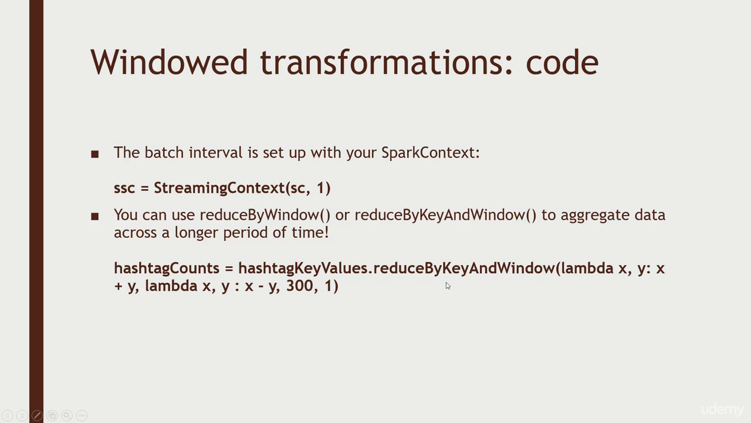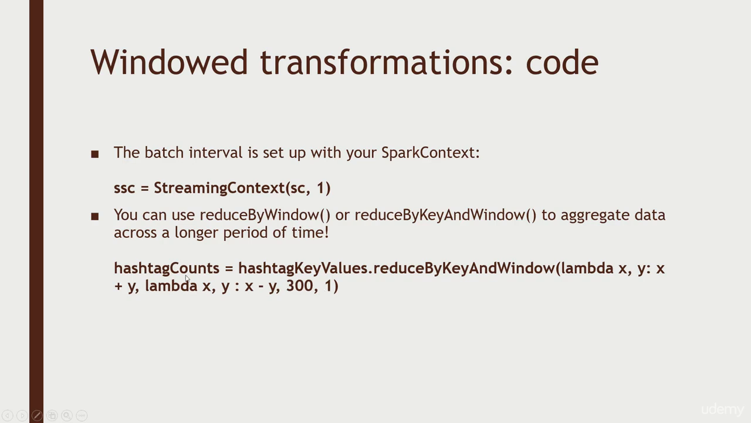The arguments that you give this would be a lambda function. This is basically how do I combine two things together within that window. So this is saying given 2 values x and y, I would combine them by just adding them together, x plus y. Then you have to pass in a function for how you actually remove items from your computation. So in this case, it would be subtracting them from each other. And then we specify the window interval, which is 300 or 5 minutes in this case, and a slide interval of 1 second.